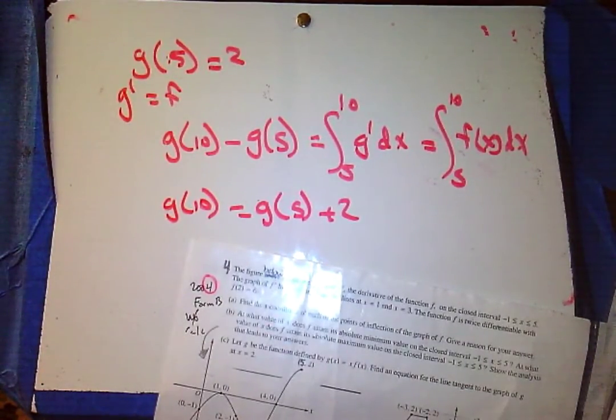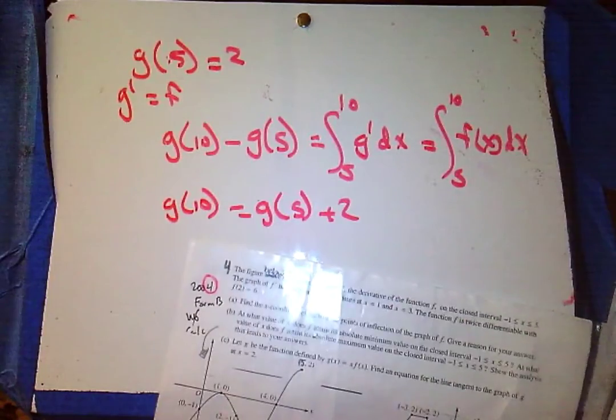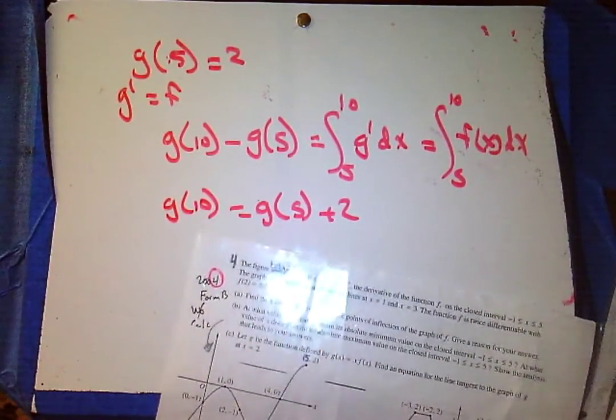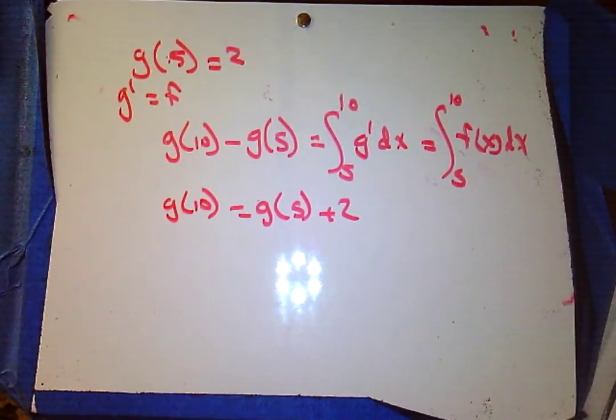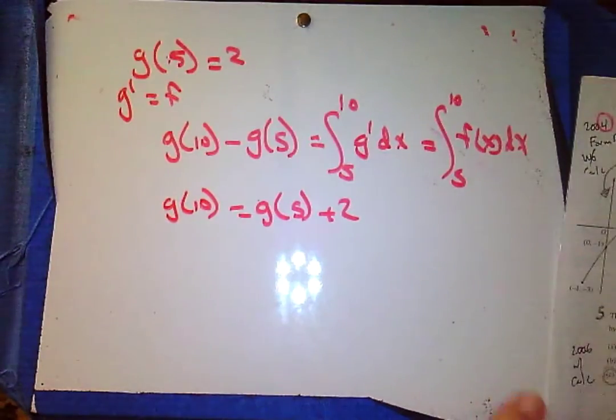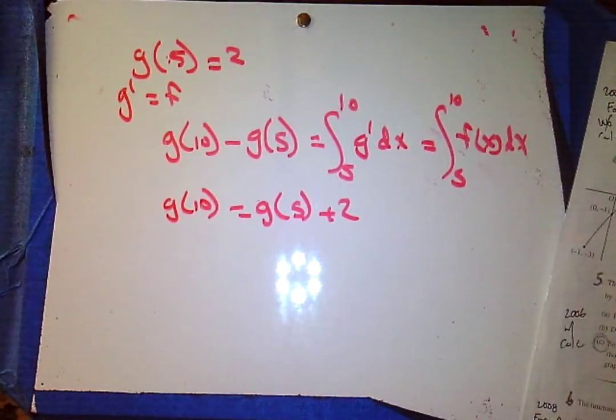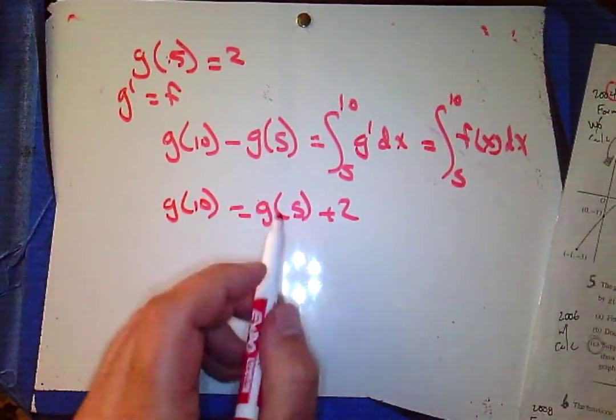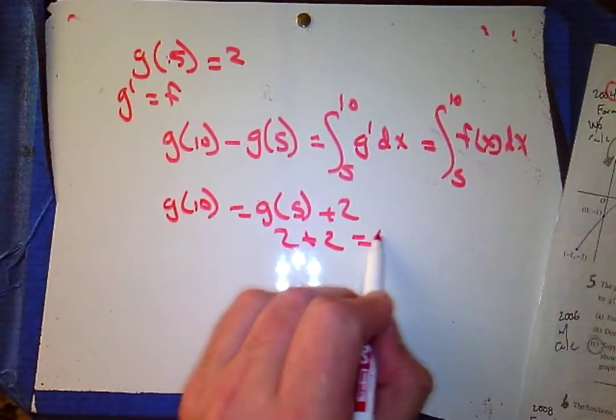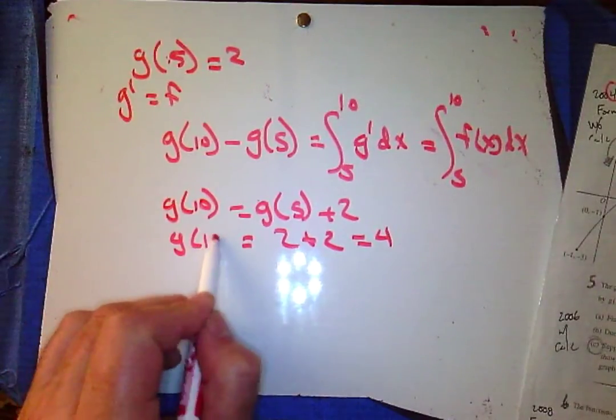Do I know that? How do I know G of 5 is 2? Did I already figure that out? No, G of 4 is what I figured out. How do I figure out G of 5? G of 5, oh, is 2. Okay, so 2 plus 2 equals 4 for G of 10.